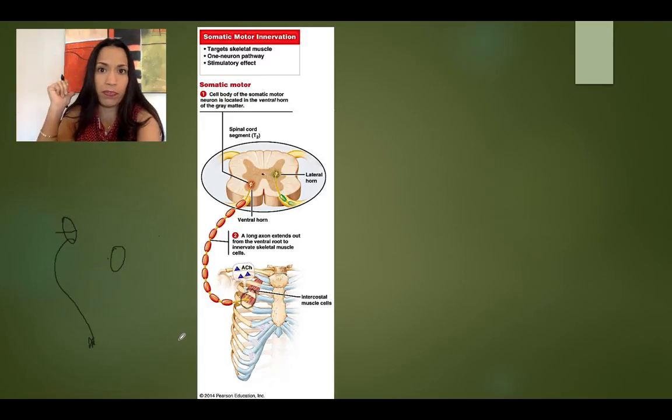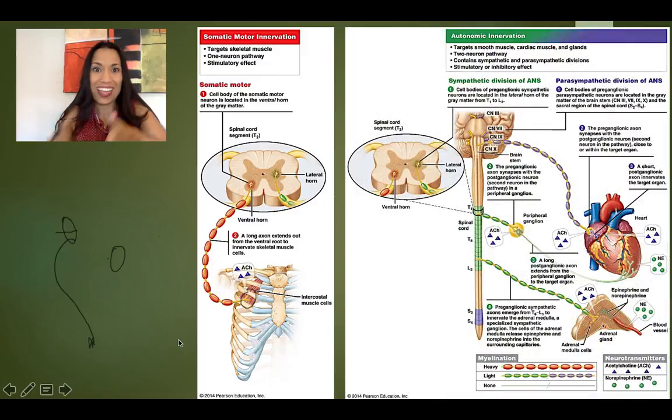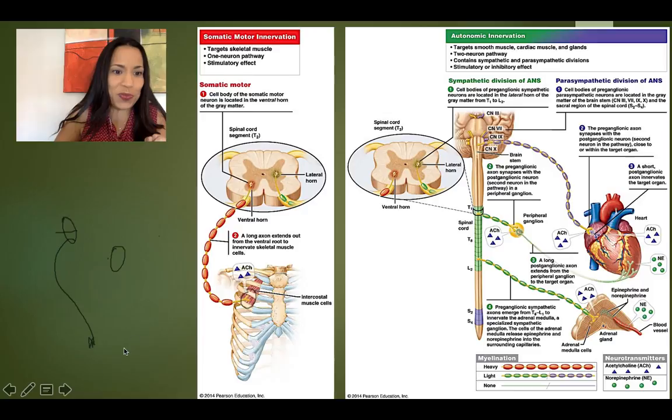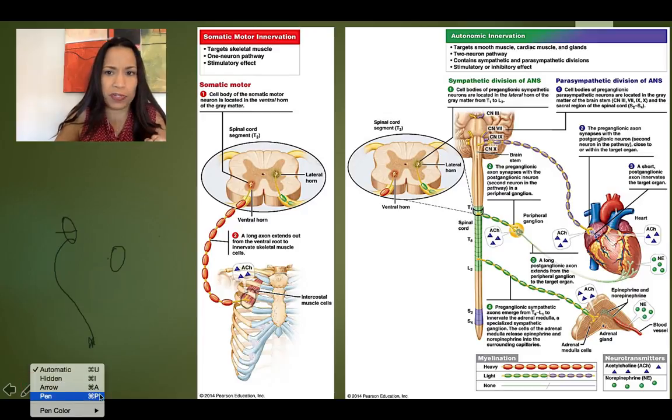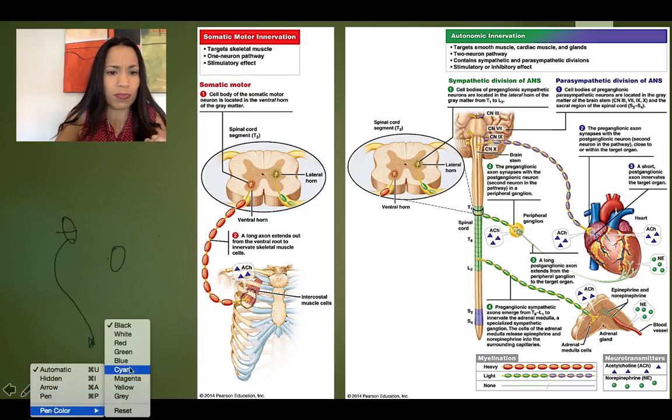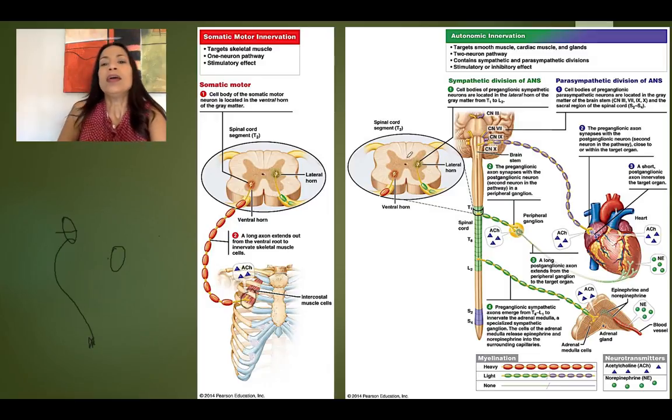This is the previous chapter, chapter 14. In this chapter, there are some tweaks to this, okay? It's a little different, not too much, I promise. Let's get maybe red in here. Okay, that's your somatic neuron.